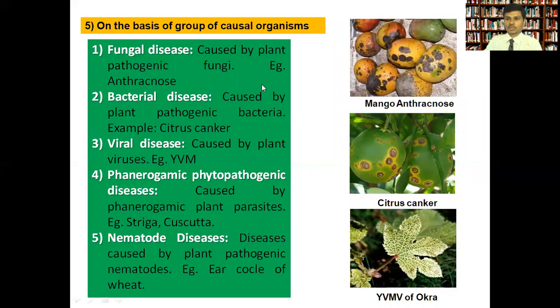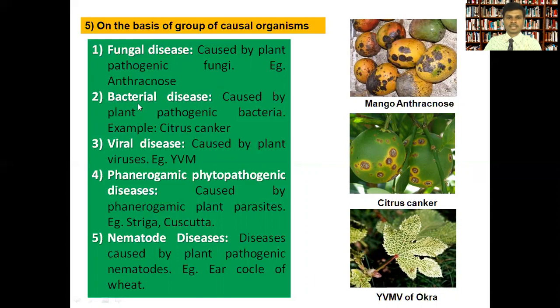When a plant pathogenic fungus causes disease to the host plant, that comes under fungal disease. For example, anthracnose of mango is caused by the Colletotrichum fungus. Here we can see the black, ulcer-like lesions that appear on the mango fruit.